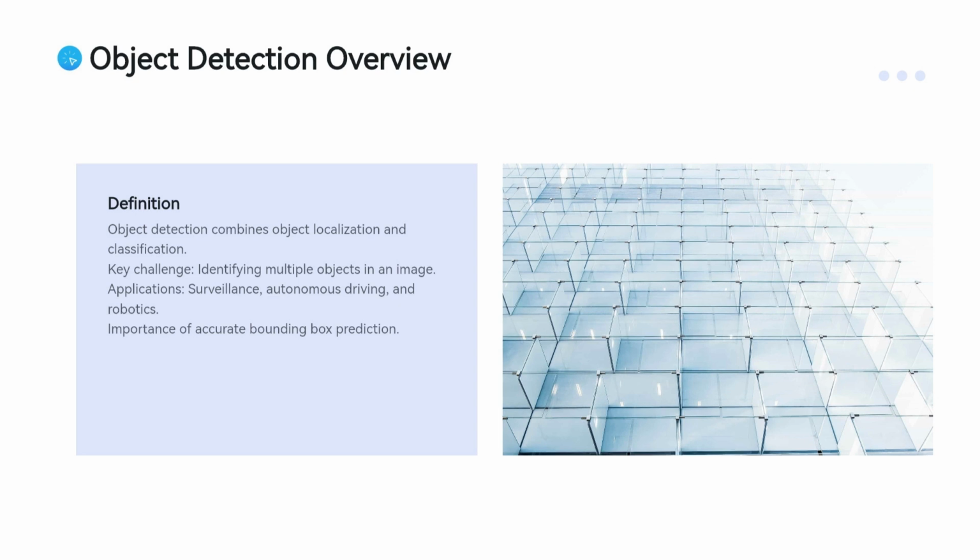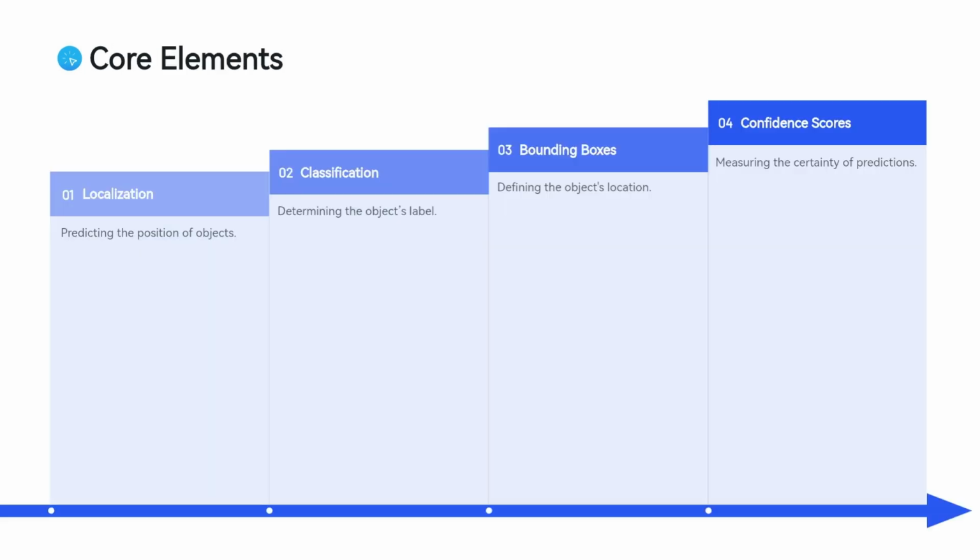Object detection has two main challenges: localization, accurately predicting where the object is in the image; and classification, correctly labeling the object. The key to effective object detection is the precise prediction of the bounding box, which encompasses the object in the image. Object detection consists of three main components.